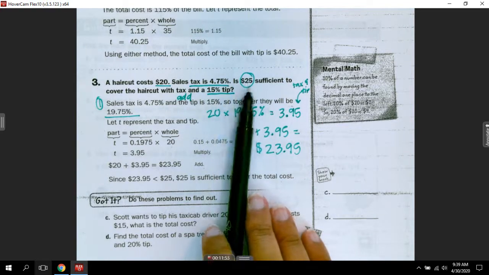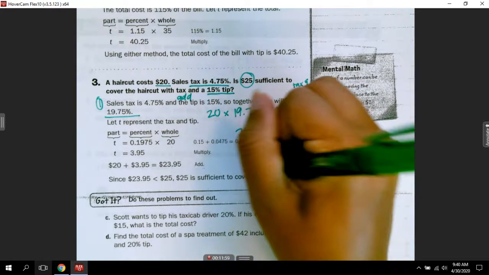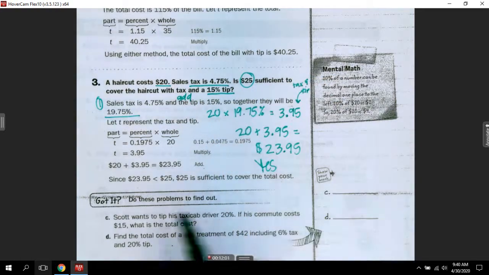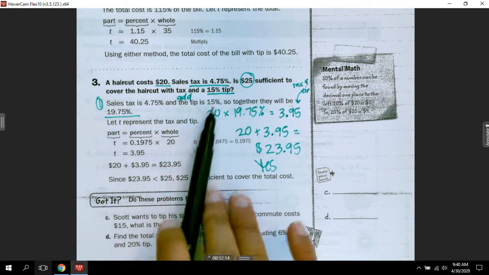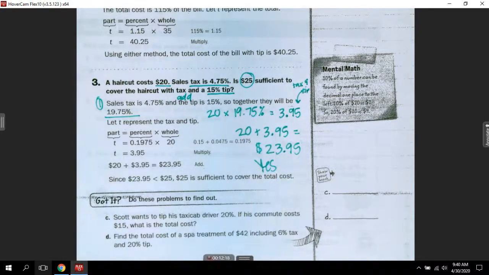How much money did they walk into the hair salon with? $25. So is that $25 enough to cover the cost of that haircut? Yes. Okay. And they say right here, since $23.95 is less than $25, then it's sufficient to cover that total cost. So the only thing different, again, is you're adding those two percents together, and then it's exactly the same. You take the same steps.